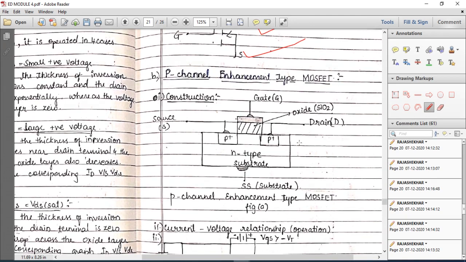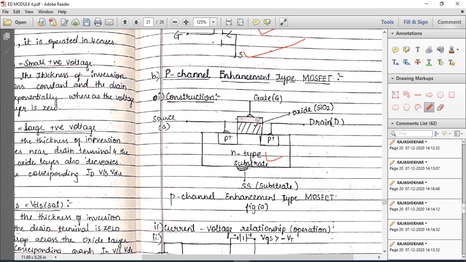So the construction is the same. The only change is that we have chosen N type substrate instead of P type. Instead of N plus doped regions, we have P plus doped regions. Again, gate, source and drain terminals. Here the N type substrate is the basic foundation on which the device is constructed. These are the two heavily doped P plus regions where the source and the drain terminals are connected. This is the gate terminal, connected through a metallic contact.